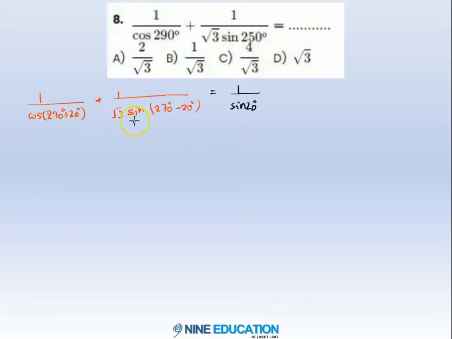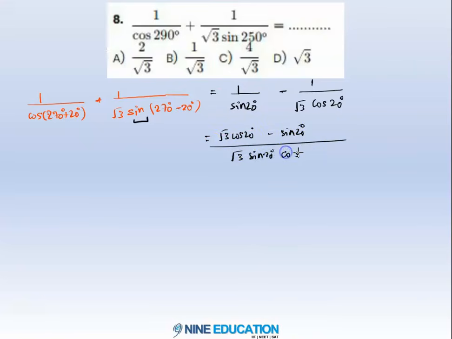The reason is cos 270 plus theta is basically sin theta. And now this next term, sin 270 minus theta, since 270 degree is there, sin will change to cos, but 270 minus theta is not in the second quadrant, it is still in the third quadrant, where sign is negative basically. So this will be negative, plus will be changed to minus, and this is nothing but 1 by root 3 cos 20 degree. So if I solve this, we will be getting root 3 cos 20 degree minus sin 20 degree divided by square root 3 sin 20 cos 20.